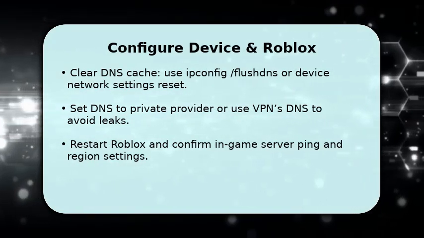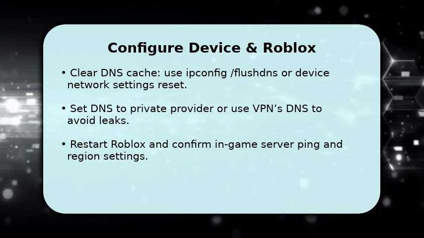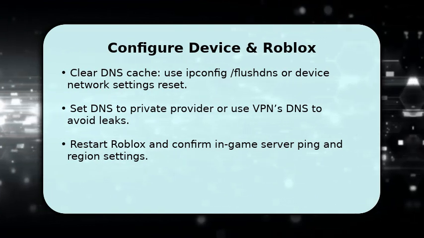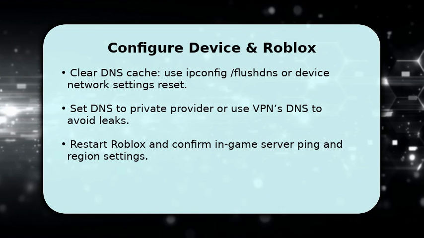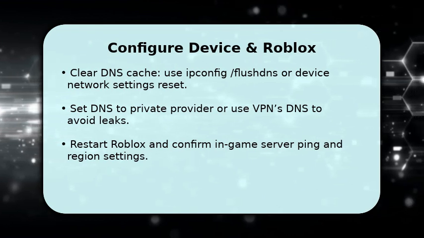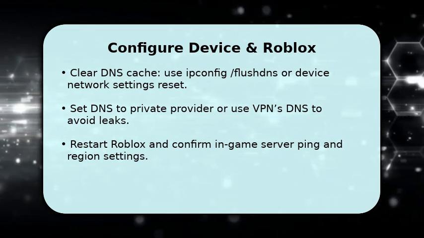Clear the DNS cache. On Windows, run ipconfig /flushdns. On mobile, use network reset so old routes don't leak. If your VPN provides DNS, switch to it inside the app. Otherwise, use a private DNS service to prevent leaks.